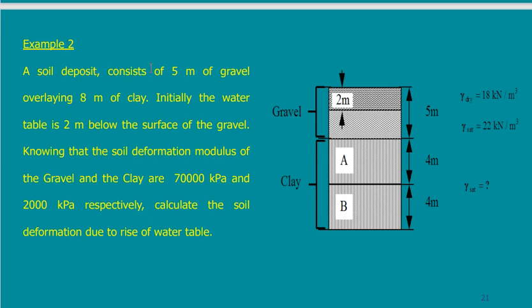What does it say? A soil deposit consists of 5 meters of gravel overlaying 8 meters of clay, so this is 5 meters, and this is 8 meters of clay. Initially, the water table is 2 meters below the surface of the ground. So here the layer of the gravel is split into 2 layers, one above water and one below water. Of course, if this is the water table, it means that all of the clay is below water because it is far below.